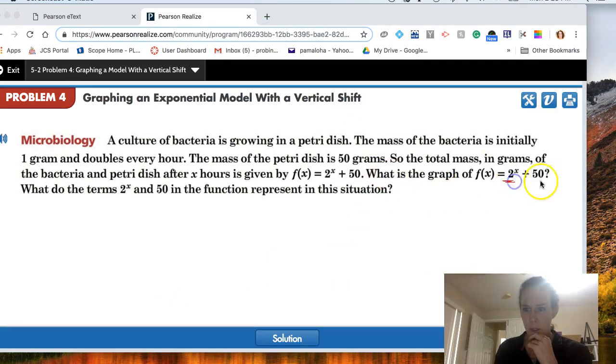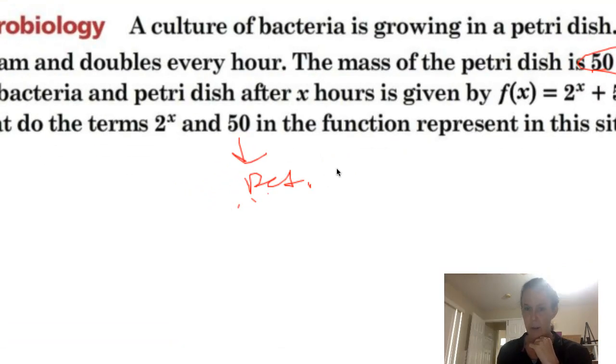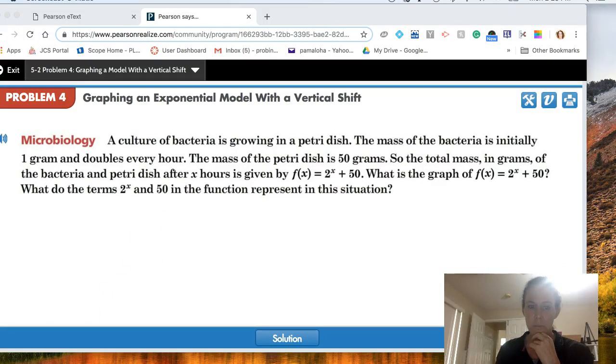They told us already what they represent. They said the mass of the petri dish is 50 grams. So what does the 50 represent? It represents the mass of the petri dish. I'm zooming in, sorry. And then, what does the 2 to the x represent? They already told us the mass of the bacteria is initially 1 gram and it doubles every hour. So 2 to the x is the total mass in grams of the bacteria after x hours. So this is the mass in grams of the bacteria.